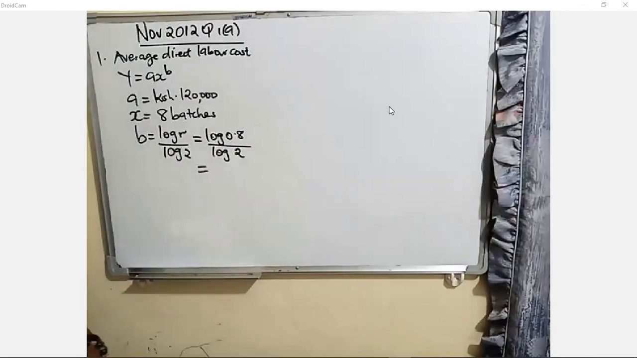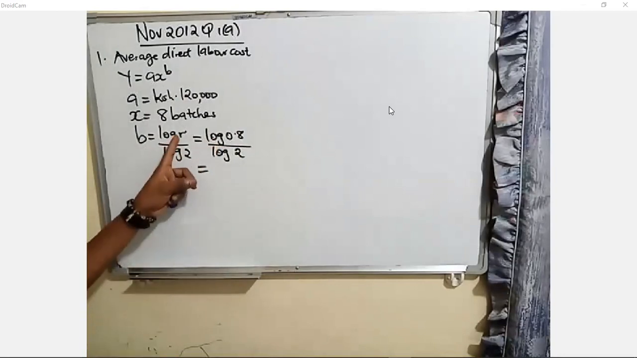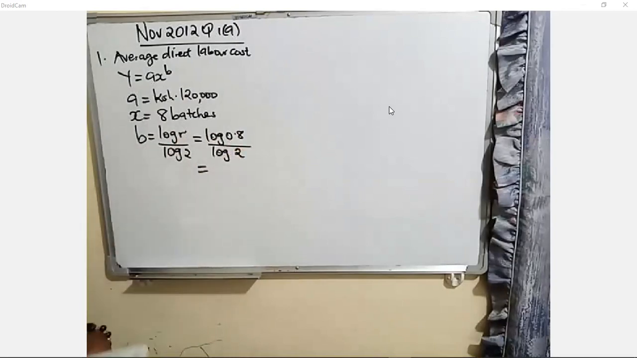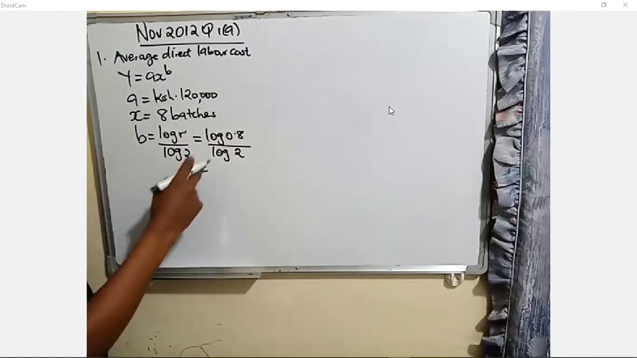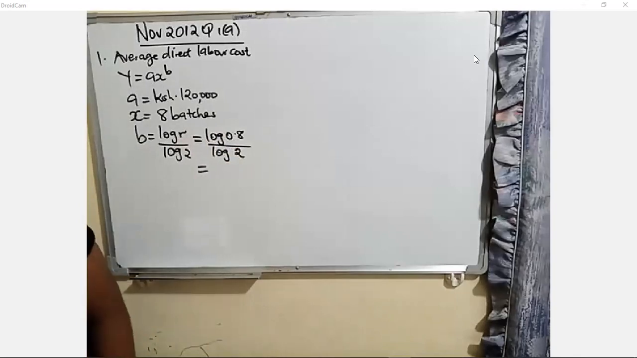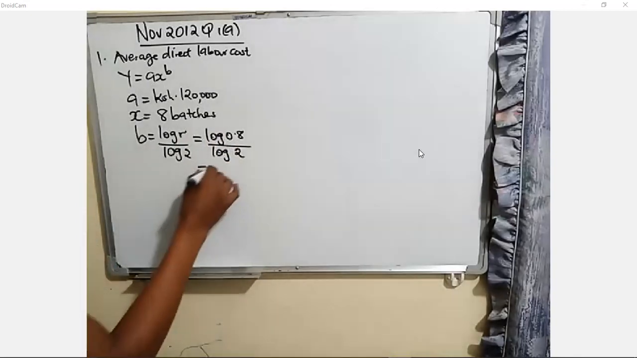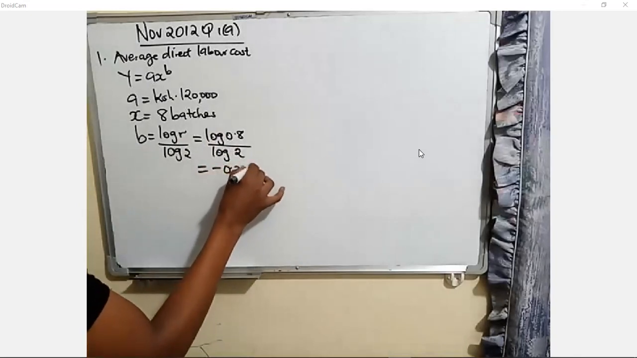Log of 0.8. So if the examiner has not given me the learning index, I can calculate. My R is 80%. The examiner has already given me 80%. Then we have the log of 2. So in this case, we just say log of 0.8, you key in your calculator, and then you give me the answer. What is the answer? Are we getting the same thing? I hope we are getting the same thing, which is negative 0.322.